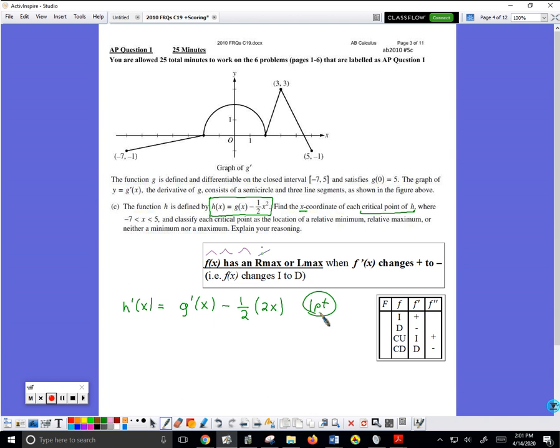But I'm supposed to figure out where h prime is equal to 0. So I'm going to do that. Put a 0 here. These divide out, so this becomes minus x. So this equation, h prime, has a value of 0 whenever g prime and x are the same, so that when they subtract you end up with 0. So I'm looking for where g prime has a value equal to x.